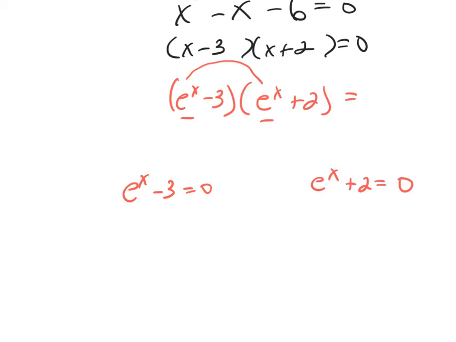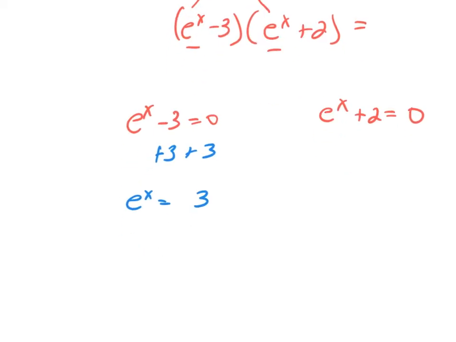Natural log. Not natural log yet. Hold on. What do we do? Oh, add 3. So I have e to the x equals 3. How do I get just x? I don't want that e there anymore. What's the opposite of e? Natural log, ln. So if I take the ln of one side, I have to do it where? The other side.